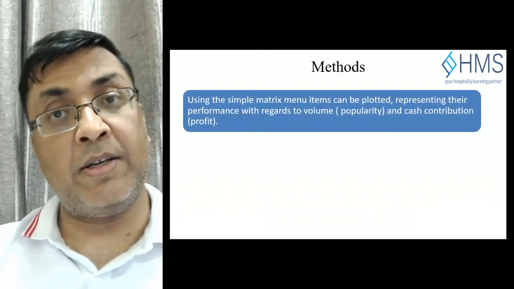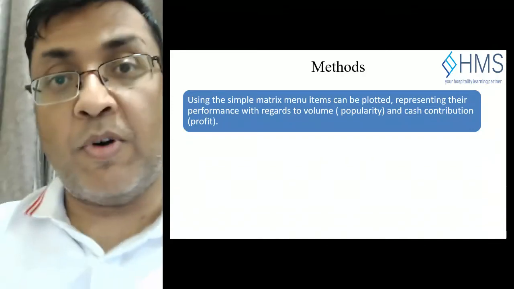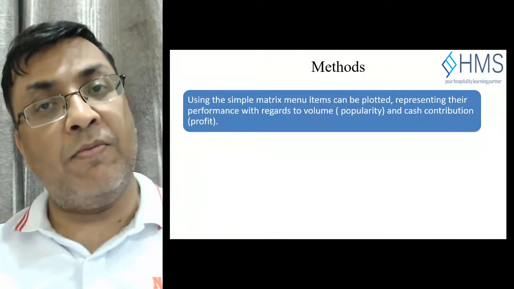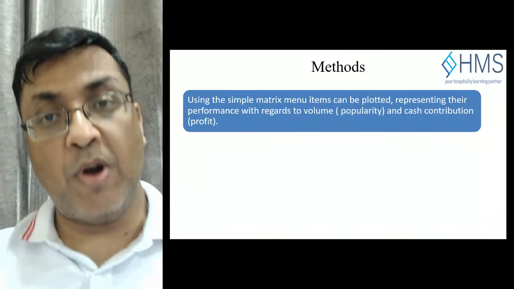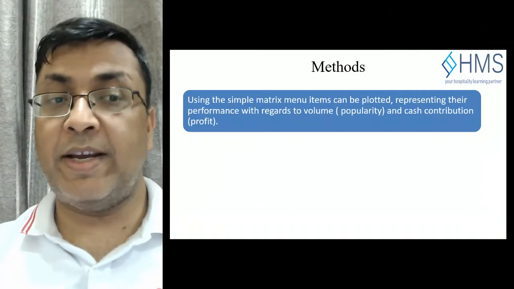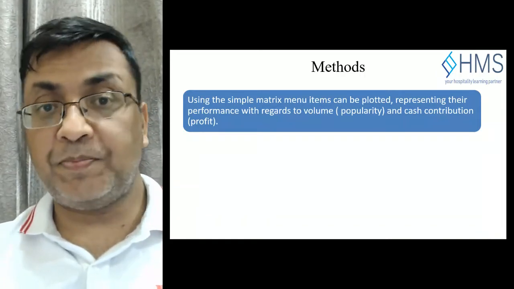How do we calculate the profitability using these two concepts that we have learned, popularity and profitability, to understand the menu engineering report? Using this, we can use a very simple matrix. Menu items we can plot depending on their performance as regards to popularity and the cash contribution. So there are four combinations that are possible.